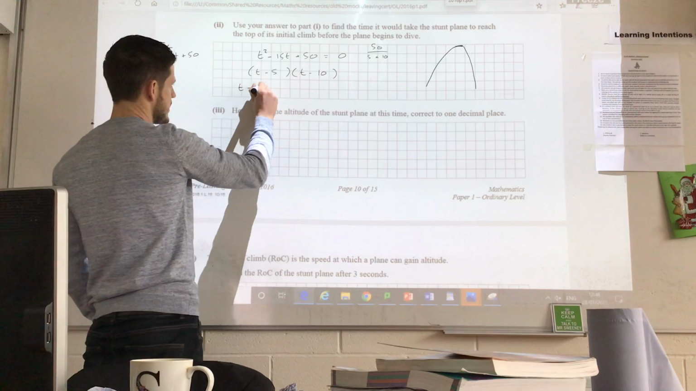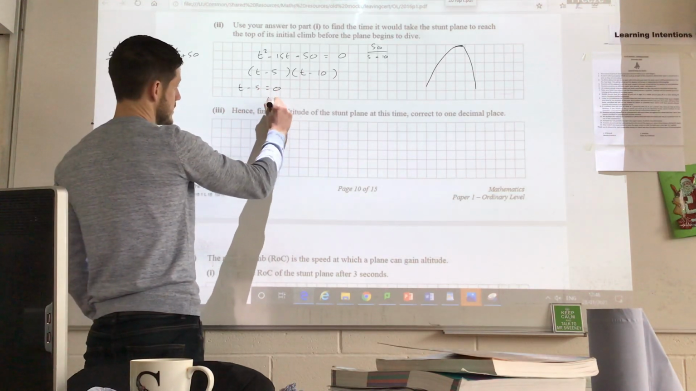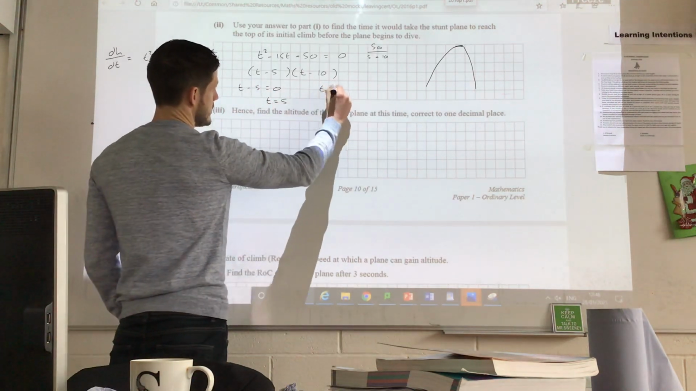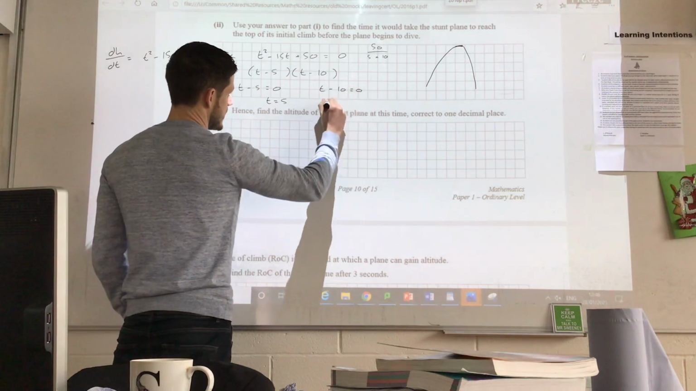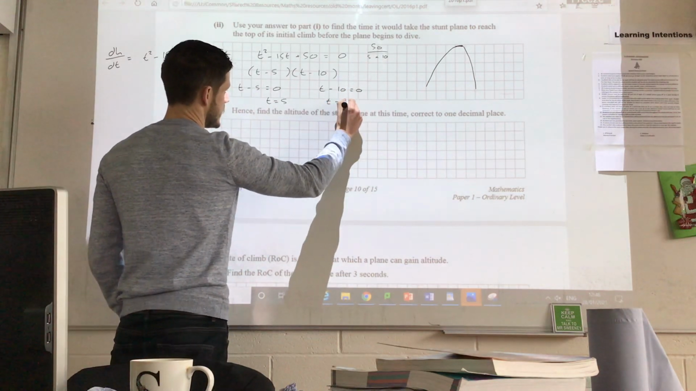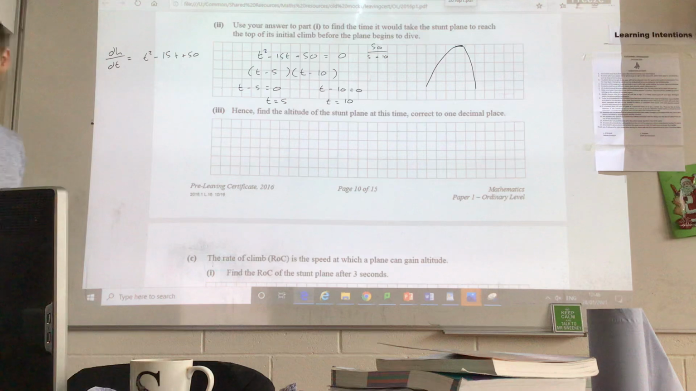And now we can solve them. I know that t minus 5 is equal to 0, t is going to be equal to 5. I know t minus 10 is equal to 0, t is going to be equal to 10. So we've got 2 possible answers there.